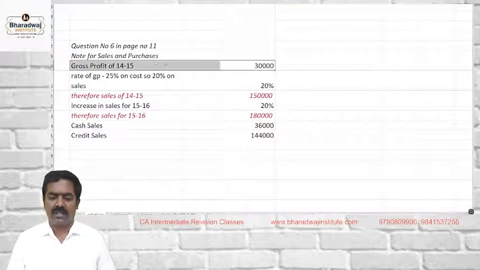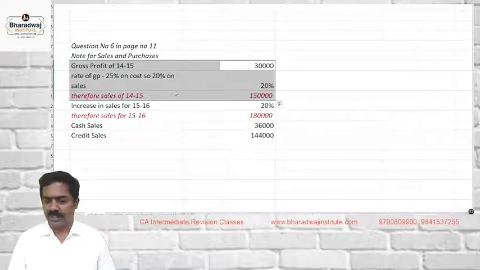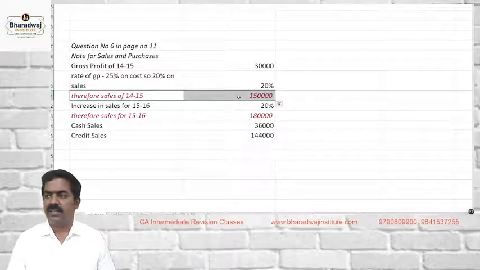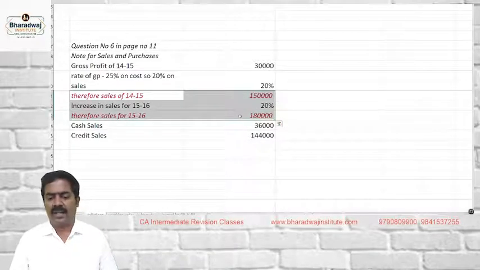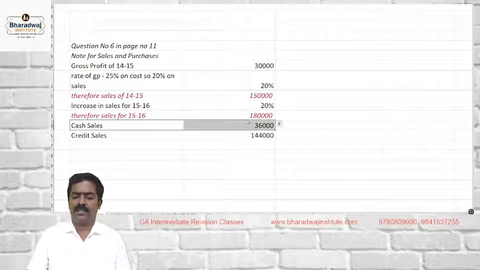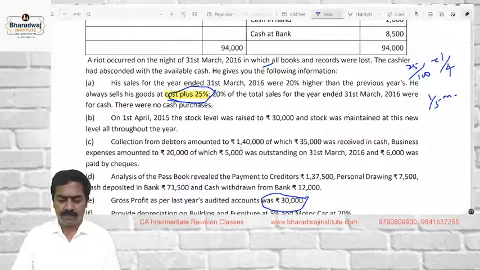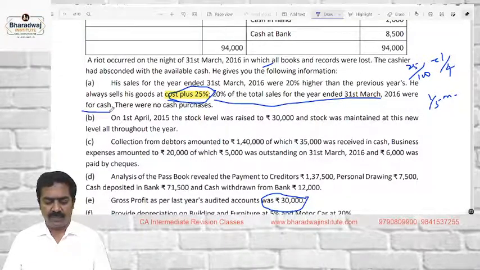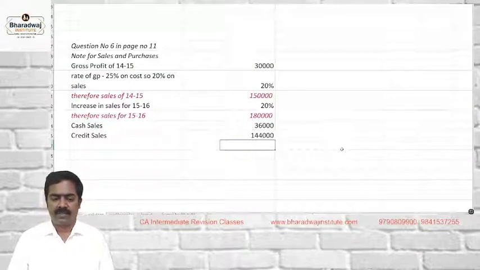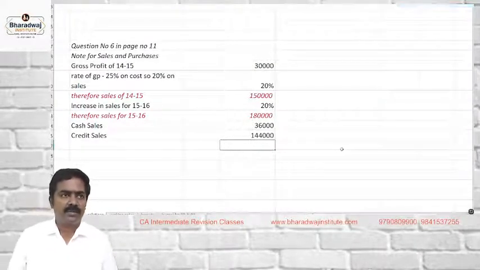That's what. If 30,000 is 20%, what is the sale value? 1,50,000. That is the last year sales. We increased it by 20%. That is trend. So 1,80,000. In that 20% is cash sales. Remaining 80% is what? Credit sales. 20% of the total sales is cash sales. Remaining is credit sales. Now, can we work out cost of goods sold?